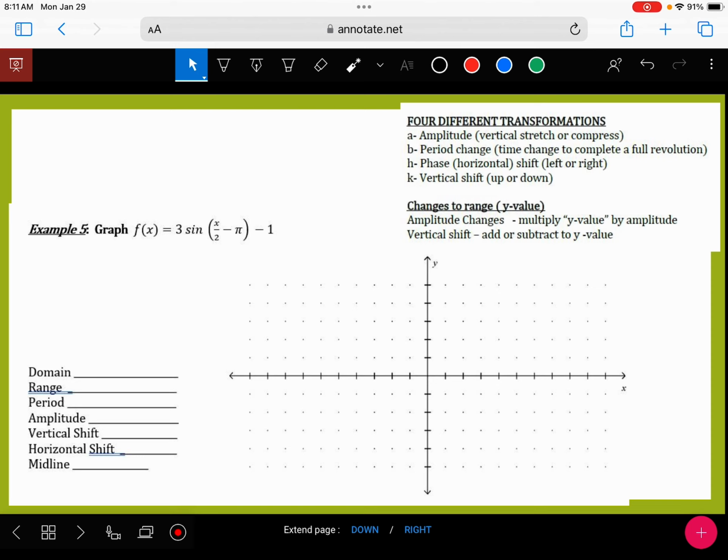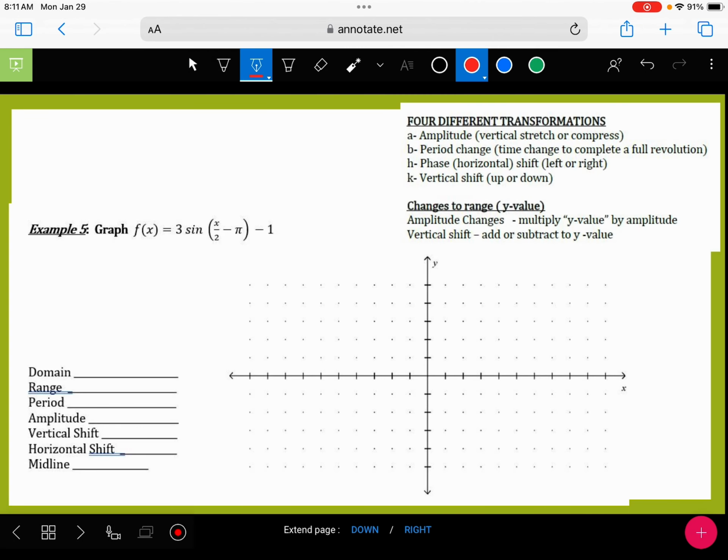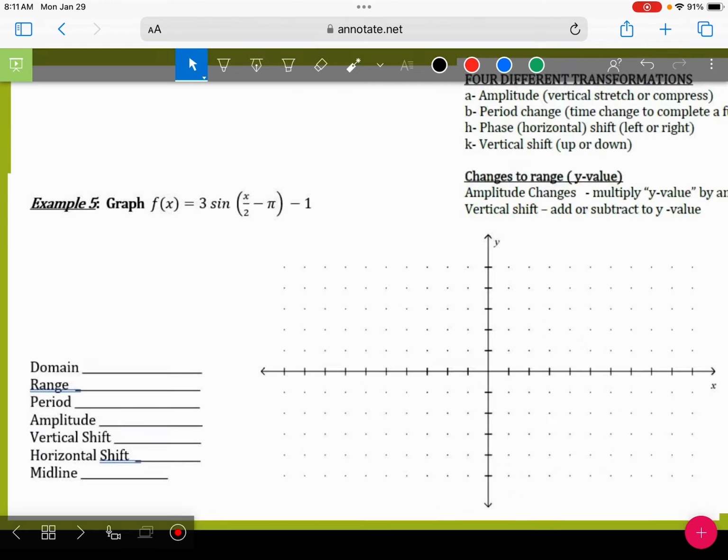I know it might seem like a long time since last Friday, so just to get that brain warmed up, try to find me the amplitude and the vertical shift. Those are kind of the two values that you can just see. So take a second and try to find those two values. If you need a quick refresh, just flip to one of the other examples.